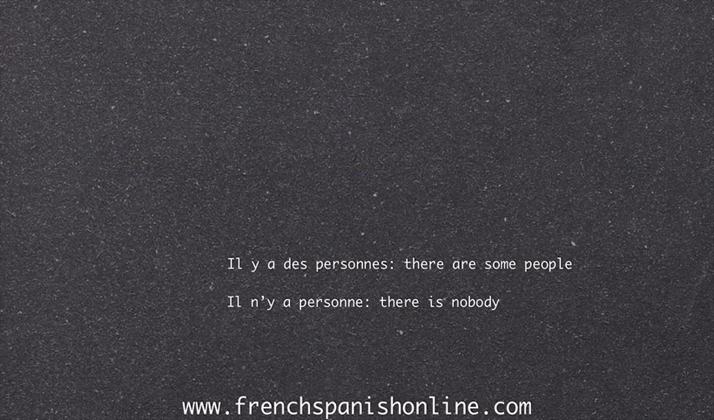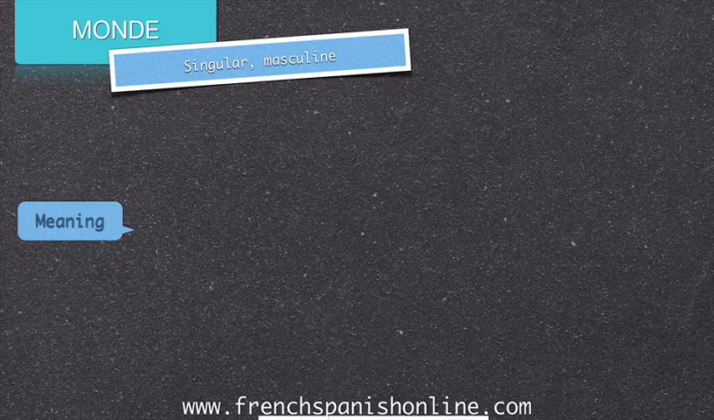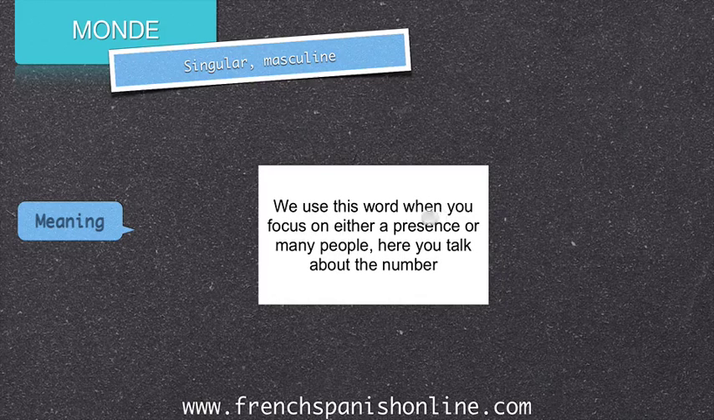Let's see our third word now, monde. Monde is like a collective actually, it's a singular but speaking about several people, and always masculine. We use this word when you focus on either a presence, I mean a presence in a room, a presence in a place with you, or many people like a crowd. Here you talk about the number and not about individuals.